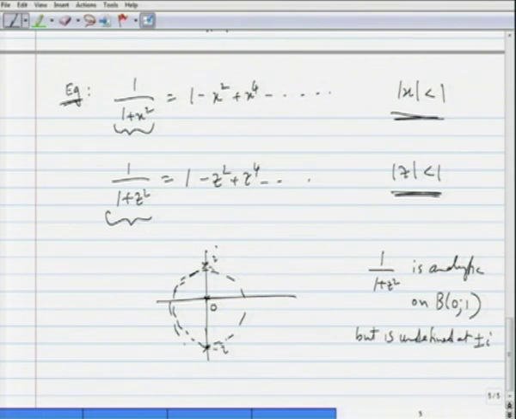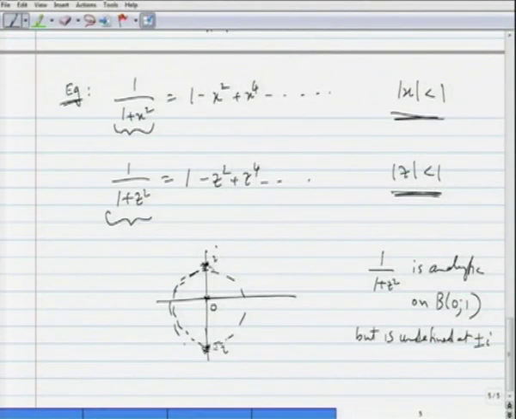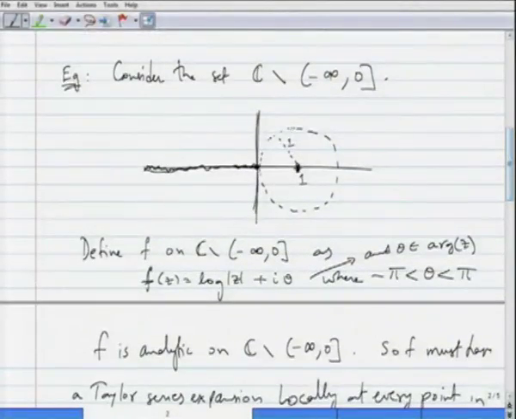So, that is a geometric explanation of why the power series of 1 by 1 plus z squared around 0 has a radius of convergence 1 and does not go beyond. So, this i and minus i, which are not points of analyticity of 1 by 1 plus z squared, act as barriers. A similar phenomenon we saw happens in the case of this branch of logarithm. Beyond this radius 1, we have points here which are not points of analyticity of this branch of logarithm.